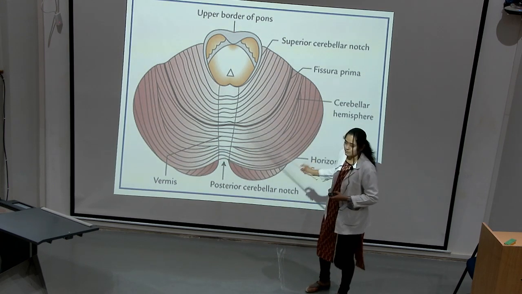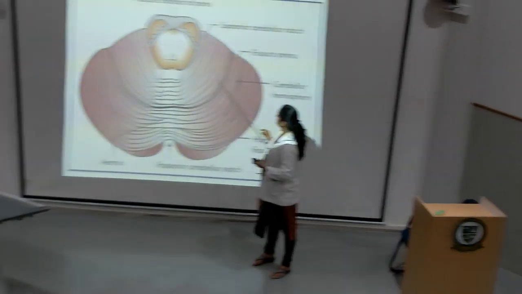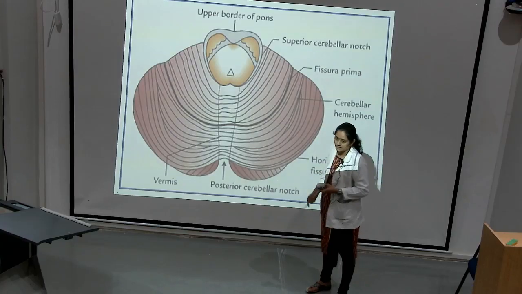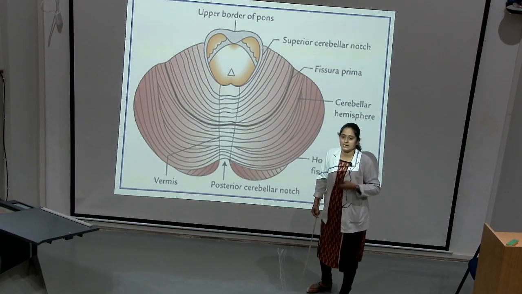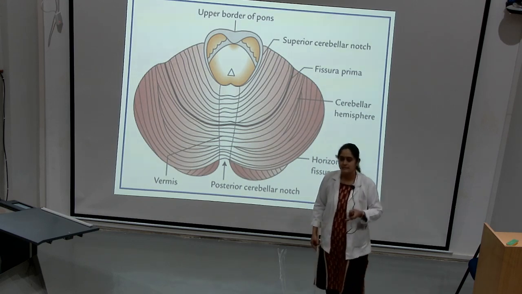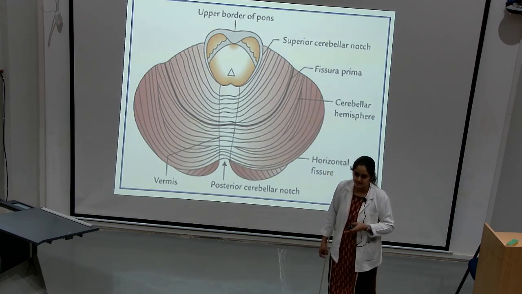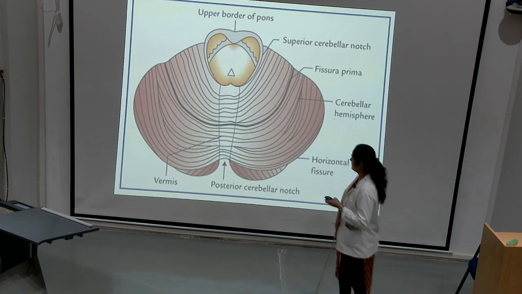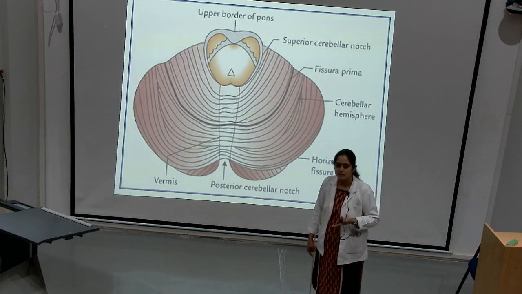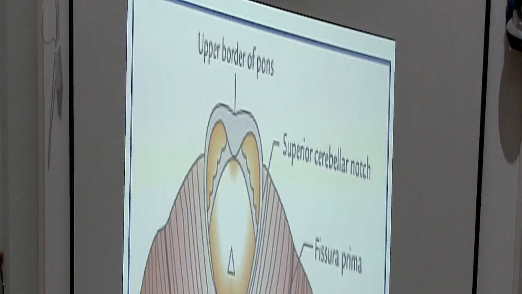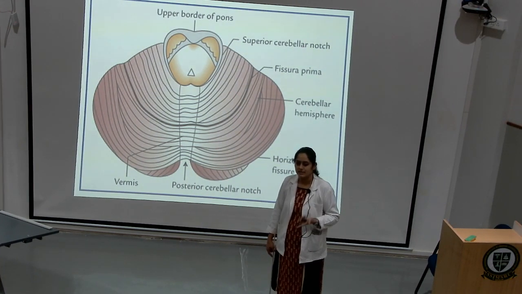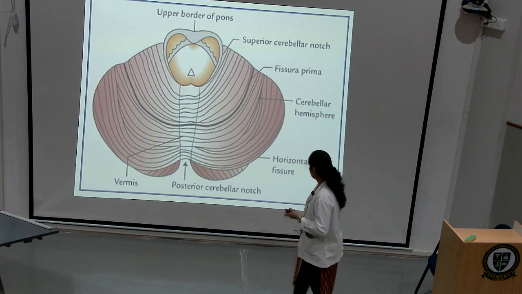Now on the superior surface there is another fissure which is called the fissura prima. These fissures separate the cerebellum into what are called lobes. So these form the anatomical subdivisions of the cerebellum. The cerebellum can be divided into an anterior lobe, a posterior lobe and a flocculonodular lobe with the help of two fissures. One is the posterolateral fissure and another one is the fissura prima.